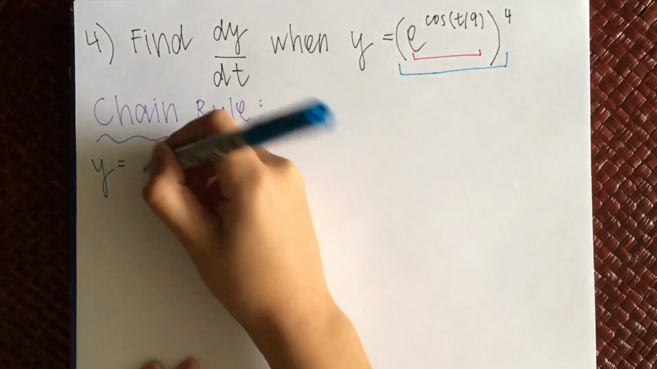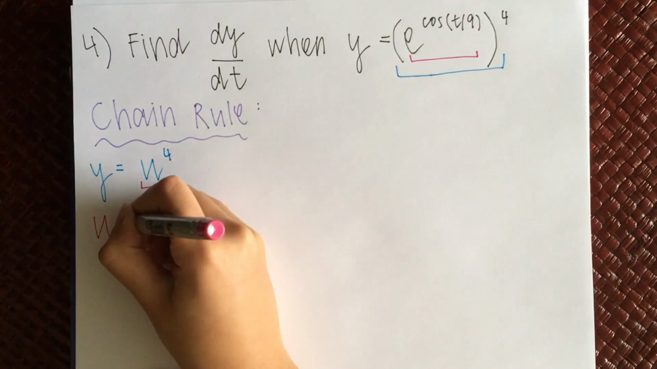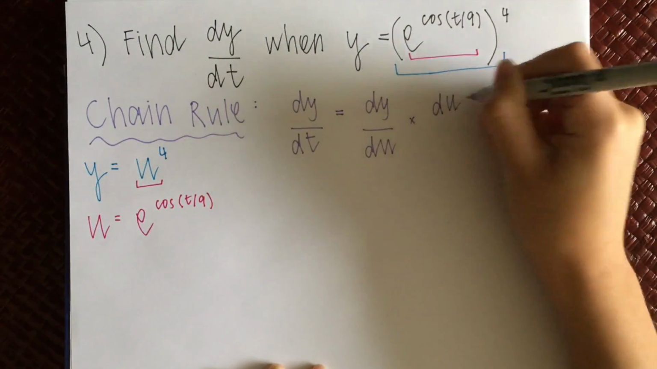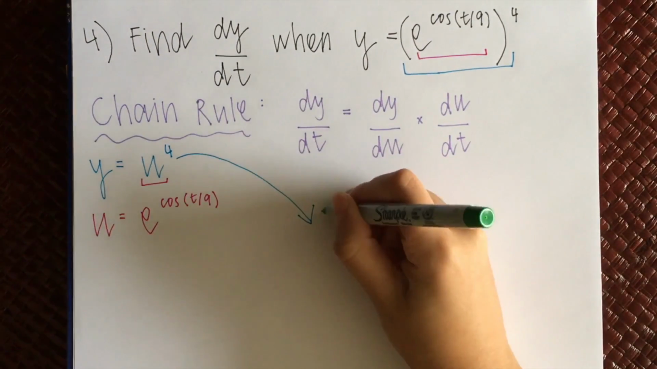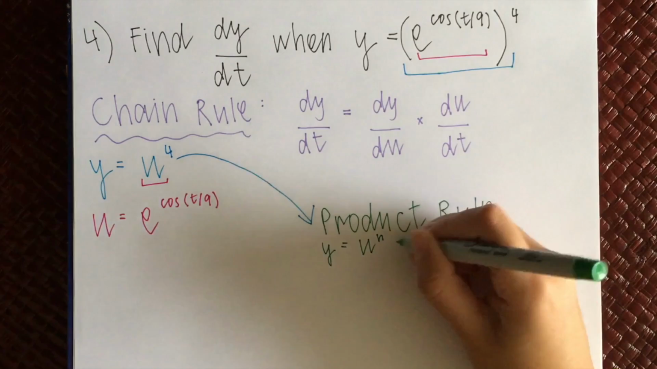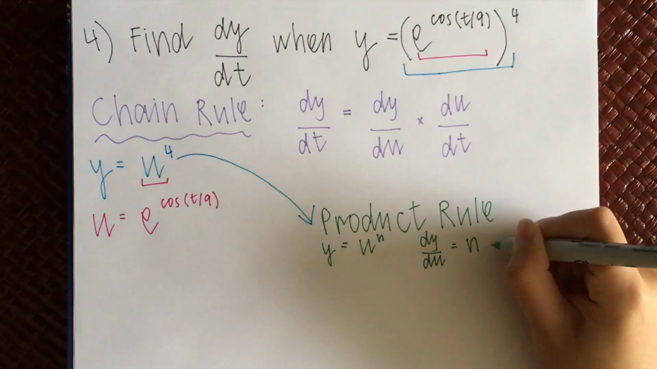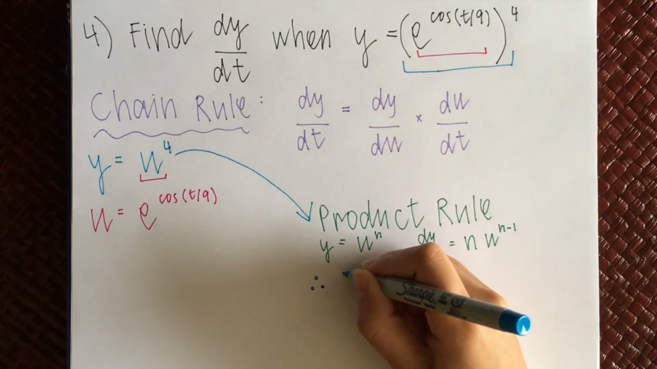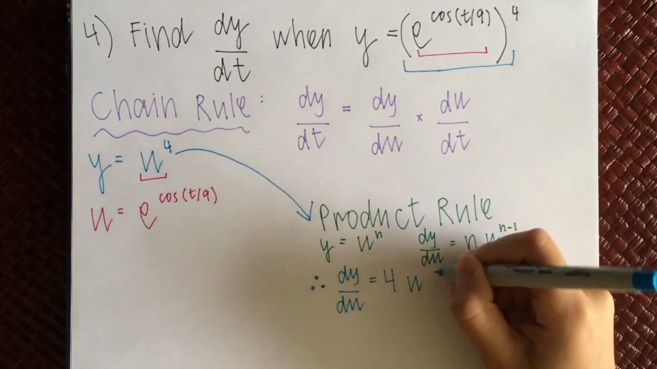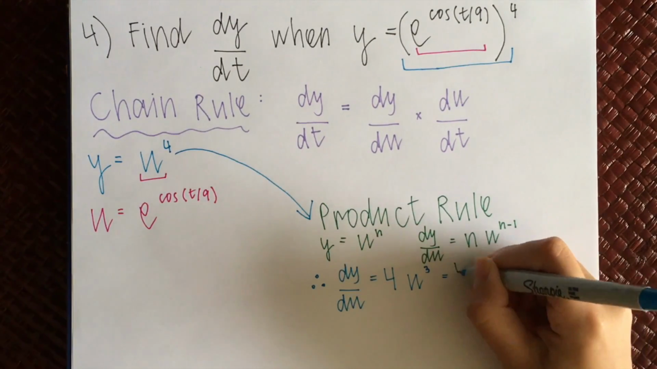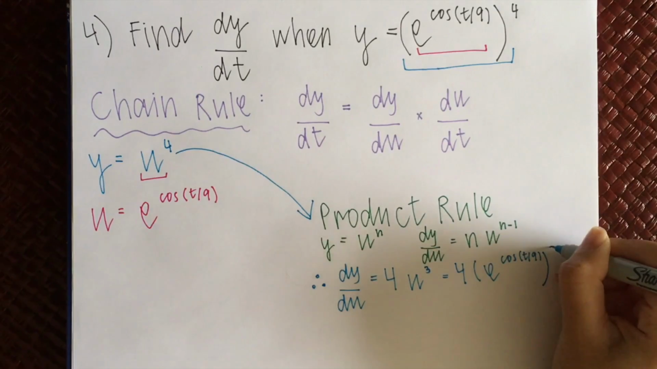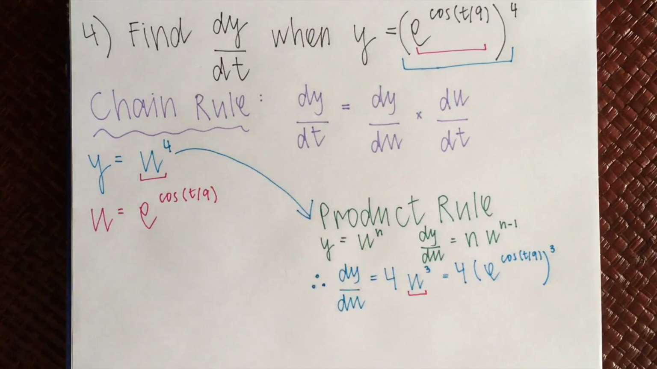Let's call the outside function y, which would be equal to u to the power of 4, where u equals e to the power of cosine t over 9. As the chain rule for this function equals dy over du times du over dt, we need to find the derivative of both y and u. To find the derivative of y, we need to use the power rule, which states that when y equals u to the power of n, the derivative of y with respect to u equals n times u to the power of n minus 1. Therefore, the derivative of y with respect to u equals 4 times u to the power of 3, which equals 4 brackets e to the power of cosine t over 9 brackets to the power of 3, where u was replaced by e to the power of cosine t over 9.